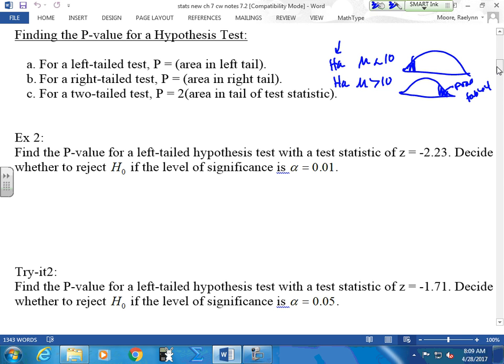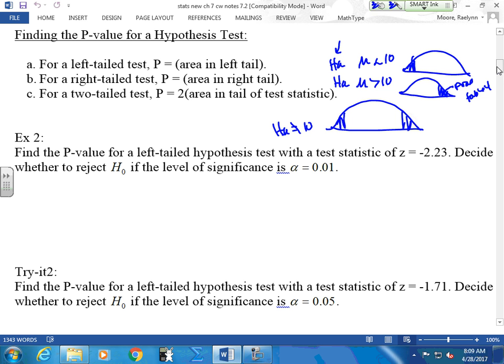My two-tail test says HA not equal to 10. I have two possible tails here. Okay, this is what we're doing with this. Stay with me, because hopefully before we leave, we'll do one entire problem together.